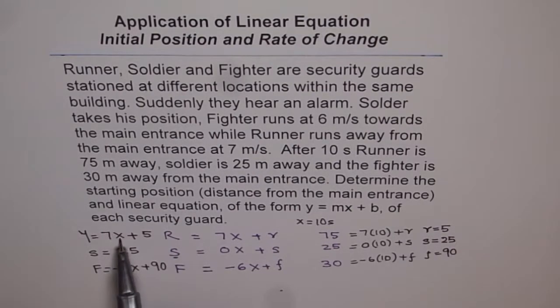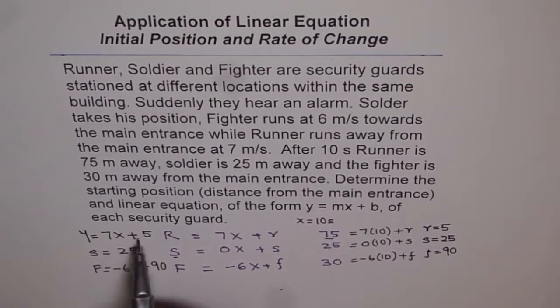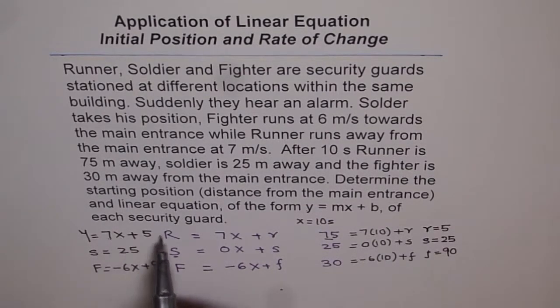Now you can check your answers. If x is 10, do we get 75? Our value was 75 here, right? So 10 times 7 is 70, plus 5 is 75. For the soldier, there is no x, it is always 25. And for the fighter, if x is 10, then 90 minus 60 is 30. So these are the correct answers, correct? So that is how you're going to solve such a problem, right? It is kind of tricky, so go through it once again and try to understand what we did. Thanks and all the best.